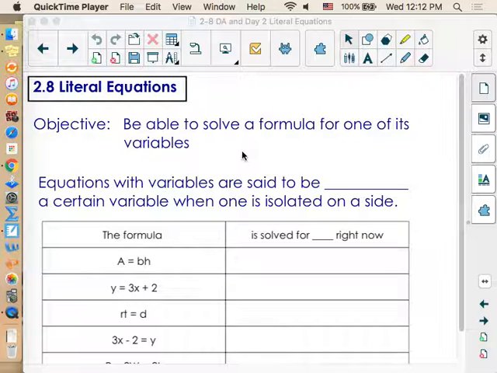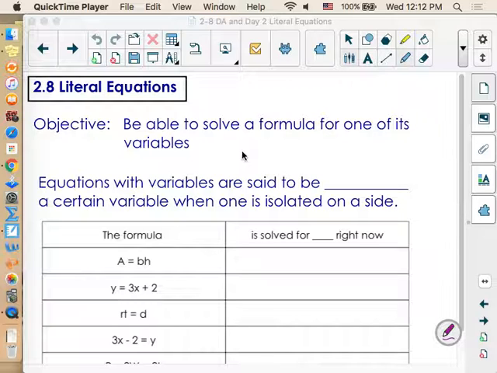that we've been solving to get a number as an answer, or no solutions, or many solutions. The idea is that we take a formula that has multiple variables and move it around so that it solves for a different quantity. So the objective, be able to solve a formula for one of its variables. When you're done with these, you will still get a formula that still has all of its variables in it. You won't take it down to one number.